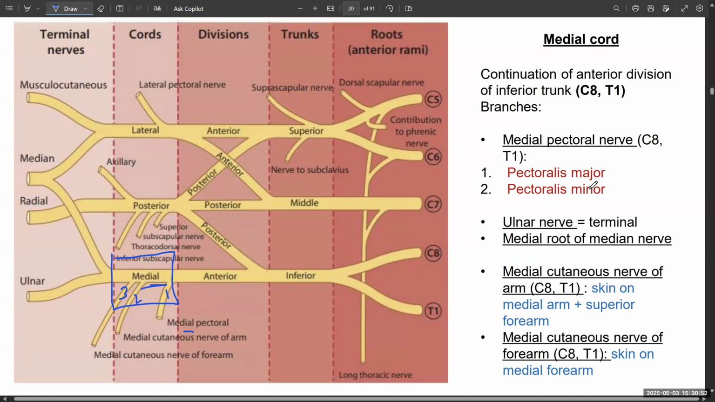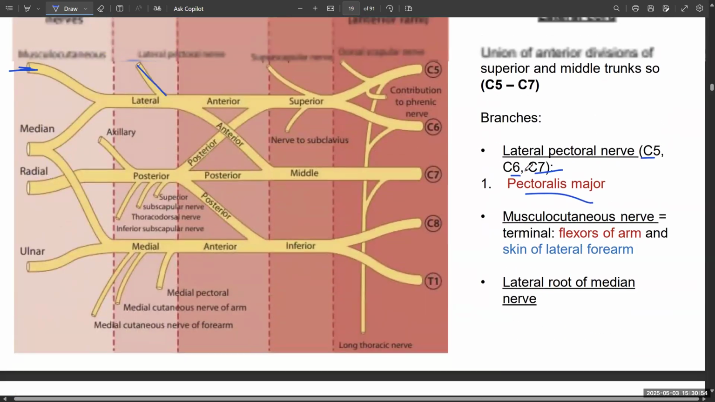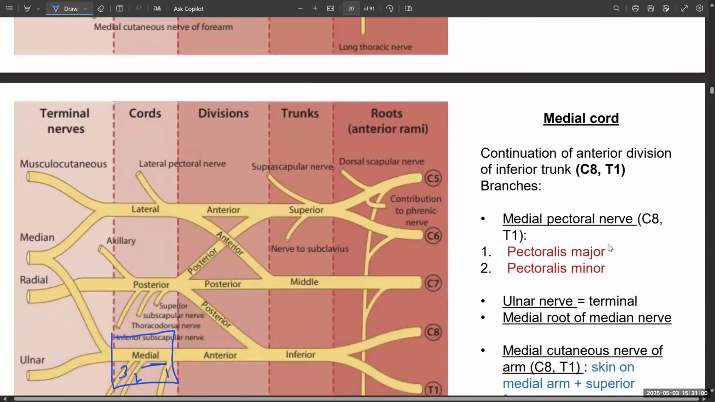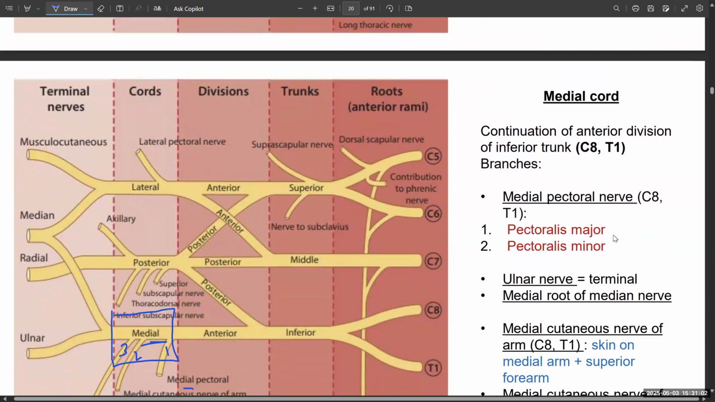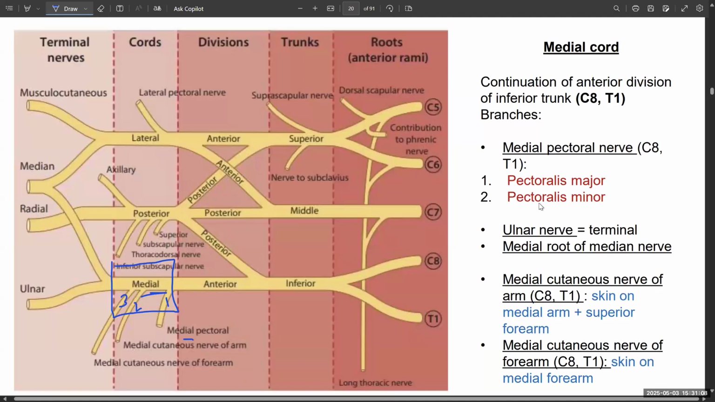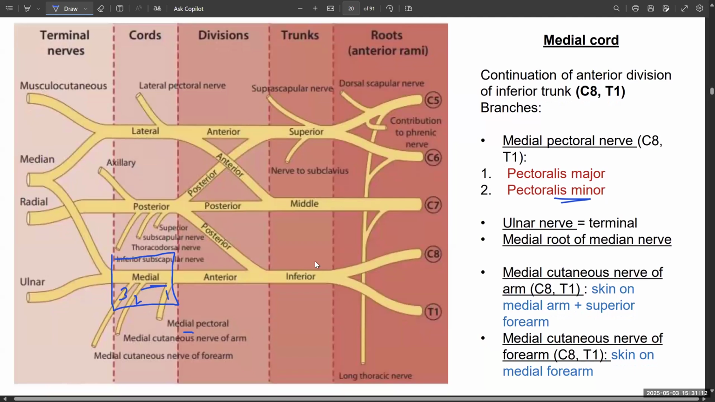Now, we just talked about the pectoralis major. Over here, we had the lateral pectoral nerve, which supplied the pectoralis major, and the medial pectoral nerve also supplies the pectoralis major. So that means the pectoralis major has a dual nerve supply. And the pectoralis minor is supplied just by the medial pectoral nerve.